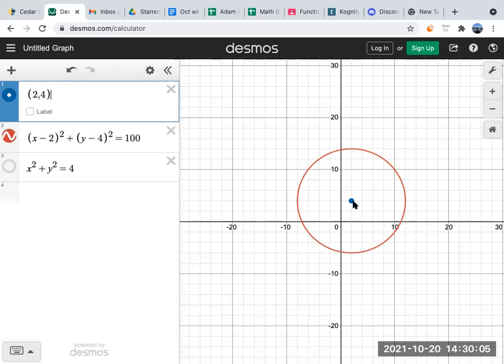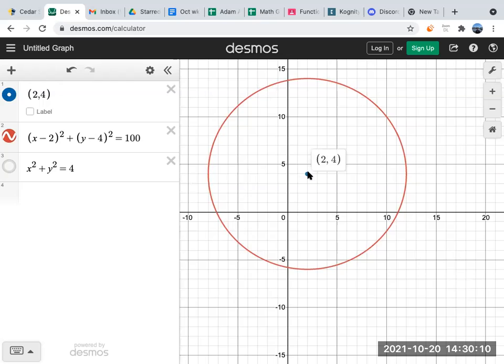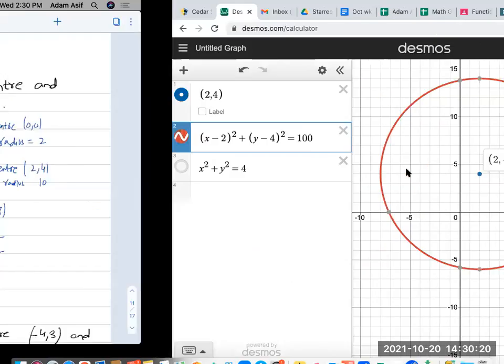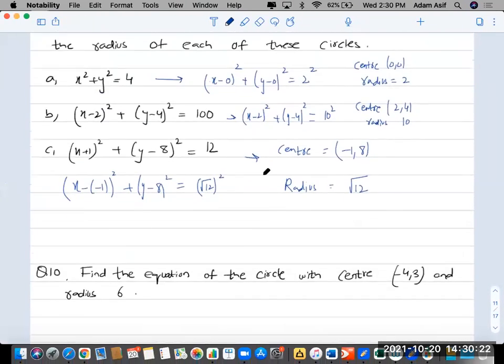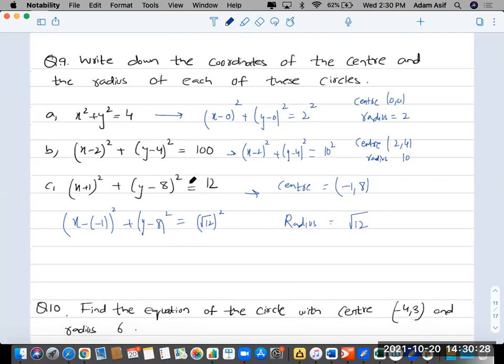This is 2, 4. And from 2, 4, the distance from here to here is 2, 4, 12, 4. What's the distance over here? 10. So this question helps you identify the center and the radius.